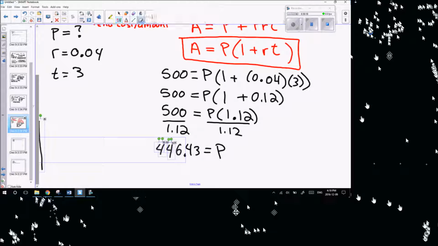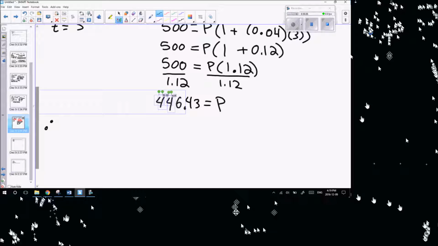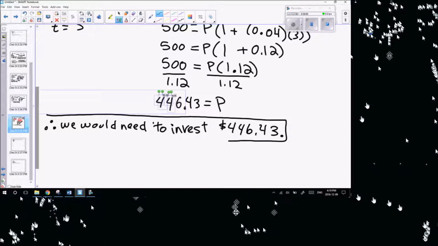So again, we need to add in our therefore statement. So therefore, we would need to invest $446.43. And that's our answer.